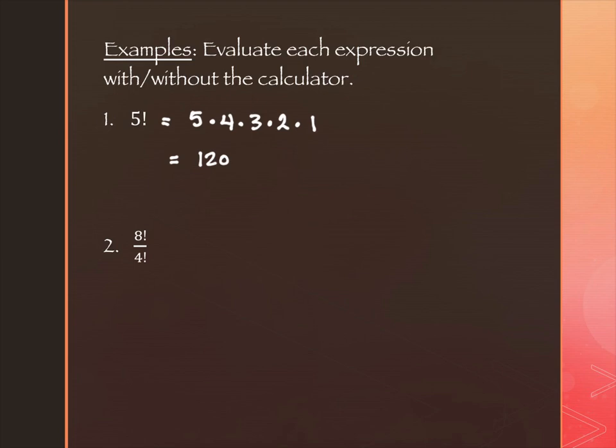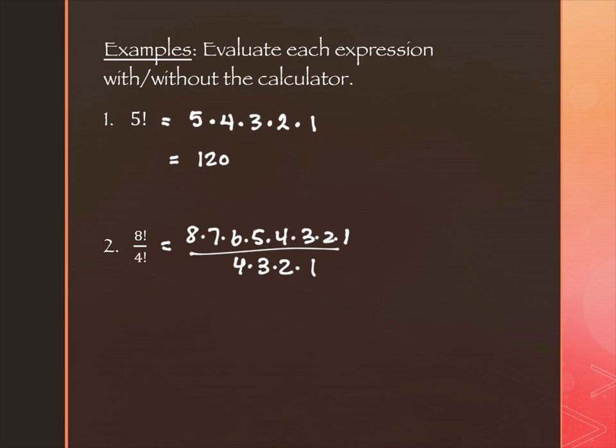Okay. Now, number 2. Number 2 has 8 factorial on top, and it has 4 factorial on bottom. And we're just going to list them out, just like I did with my 5. Okay? So we're going to write down 8 times 7 times 6 times 5 times 4 times 3 times 2 times 1, and on the bottom I have 4 times 3 times 2 times 1. Everybody good with that so far?